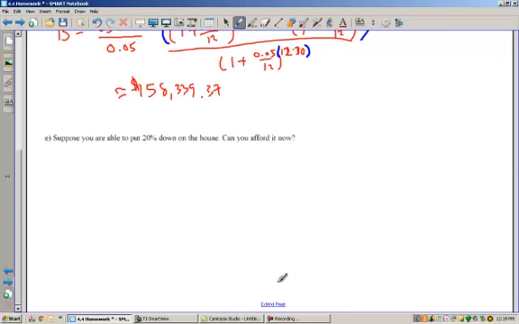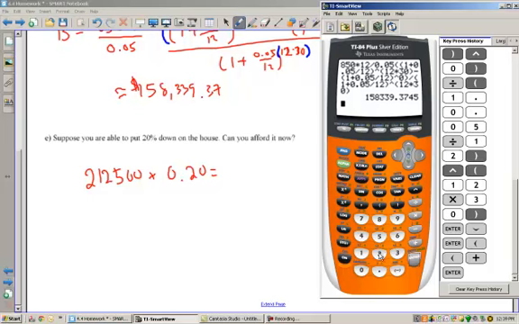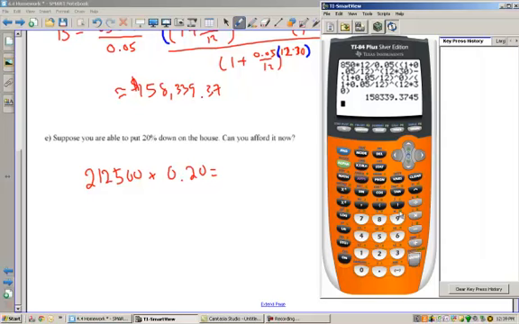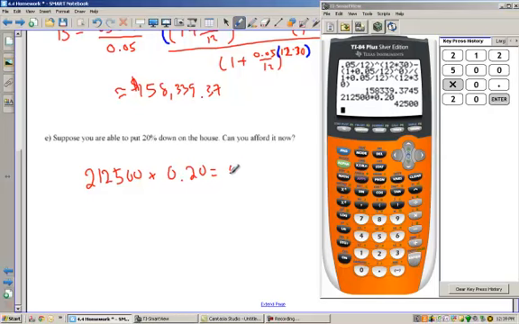All right, so now it says, suppose you're able to put 20% down on the house. Can you afford it now? If I put 20% down on the house, how much do I put down? Well, I have $212,500, and 20%, so I multiply by 0.20. So I take 212,500, multiply it by 0.20, and I can put $42,500 down on the house.